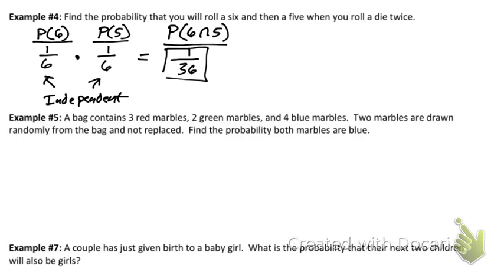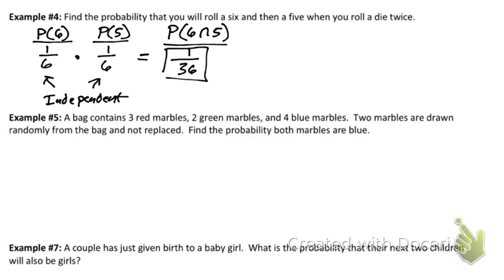All right, our second one says we have a bag containing 3 red marbles, 2 green marbles, and 4 blue marbles. 2 marbles are to be drawn randomly from the bag and not replaced. Find the probability that both marbles are blue. So we're pulling out a marble, not replacing it, just setting it off to the side. And we're grabbing another marble, setting it off to the side. What's the probability of both of them being blue?